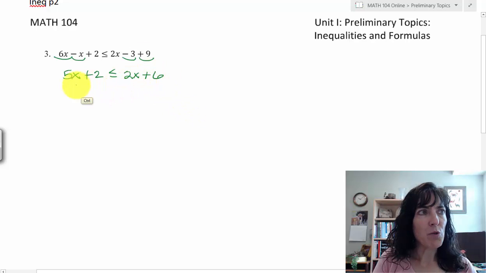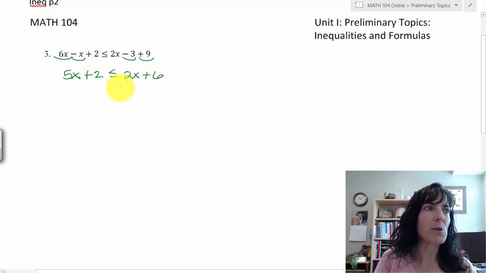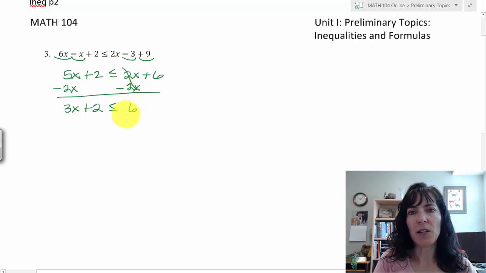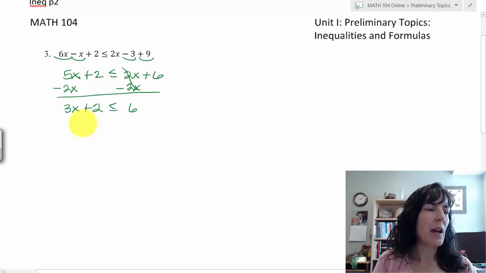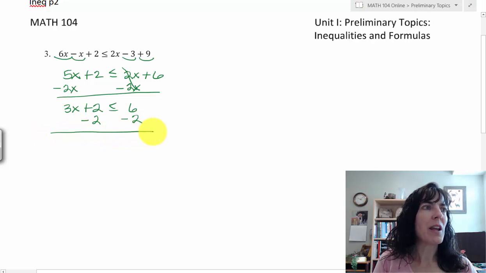Now I can just move the x's over to the left, the numbers over to the right, and then get my x by itself. So starting with subtracting 2x from both sides, and I have 3x plus 2 on the left, and then just a 6 on the right because these undo. And then I need to move that 2, so I'll subtract 2. It's the opposite sign from what the 2 has.